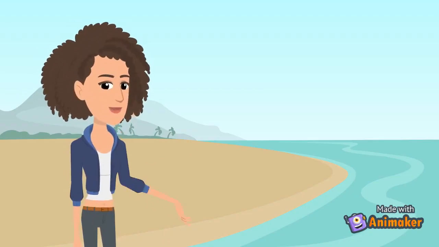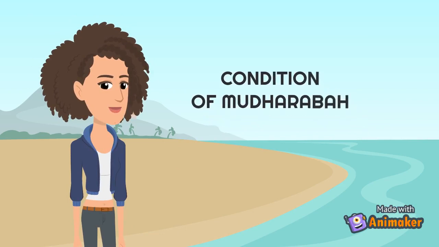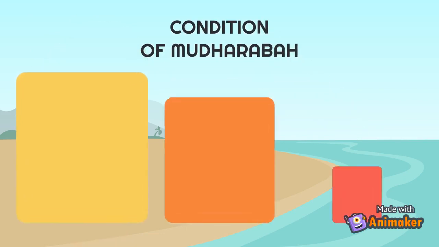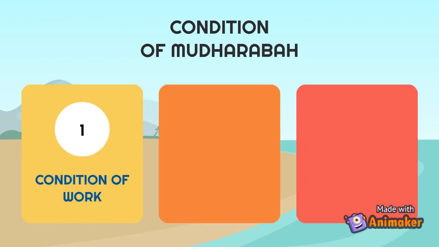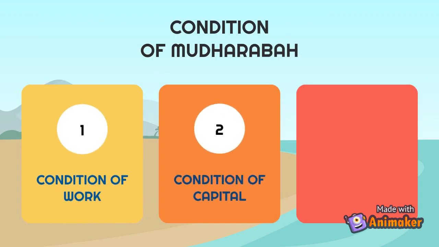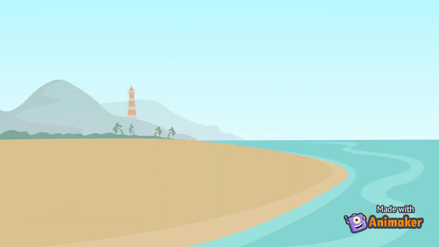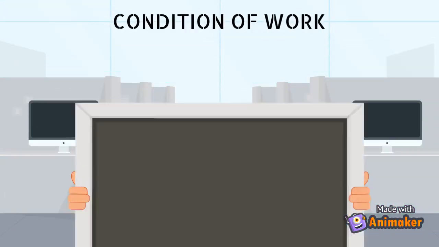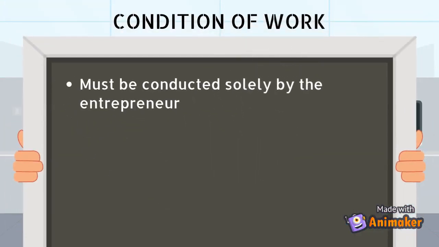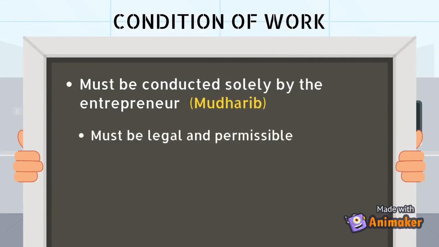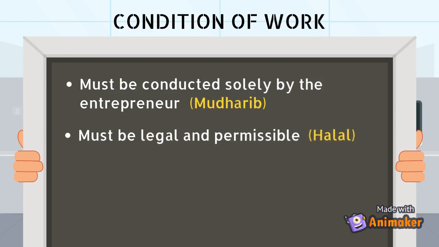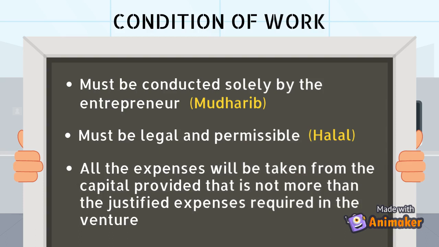Next, we're gonna talk about conditions of Mudharabah. There are 3 conditions under Mudharabah, which are condition of work, condition of capital, and condition of profit. Under the condition of work, the work or business venture must be conducted solely by the entrepreneur, also known as Mudharib. The project must be legal and permissible, which is it must be halal. And then, all the expenses will be taken from the capital provided. There is not more than the justified expenses required in the venture.